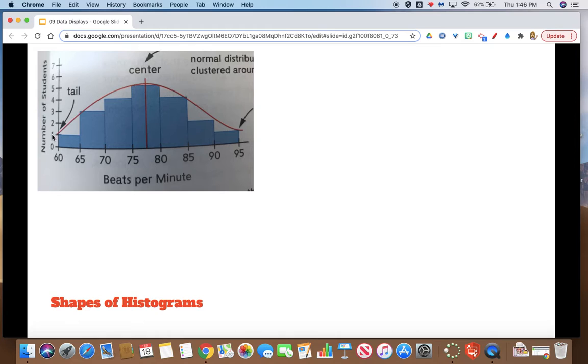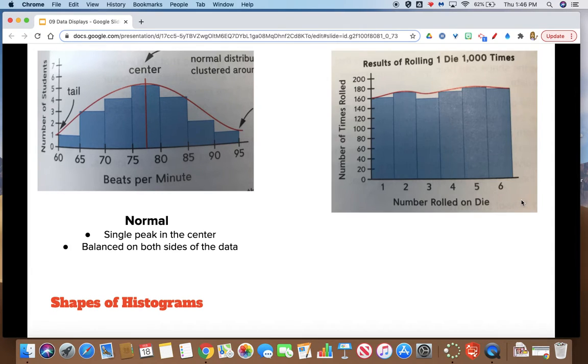When we have a line that creates a bell shape, we call this a normal histogram. It has a single peak in the center and it's balanced on both sides of the data. When we have data where the bars are relatively close together, when we draw that line, there's not a ton of difference. That's what we call uniform. This is a relatively flat shape. So normal, single peak in the center, uniform, relatively flat.